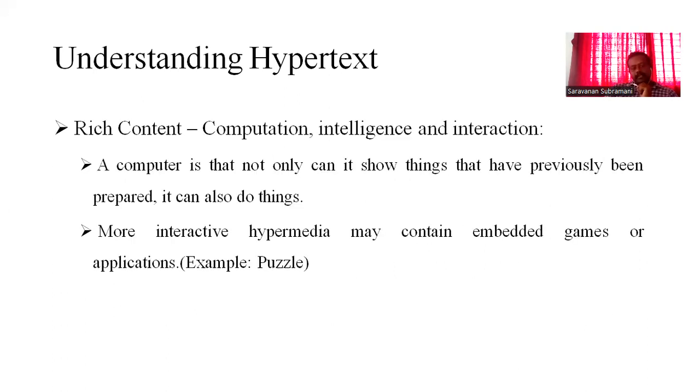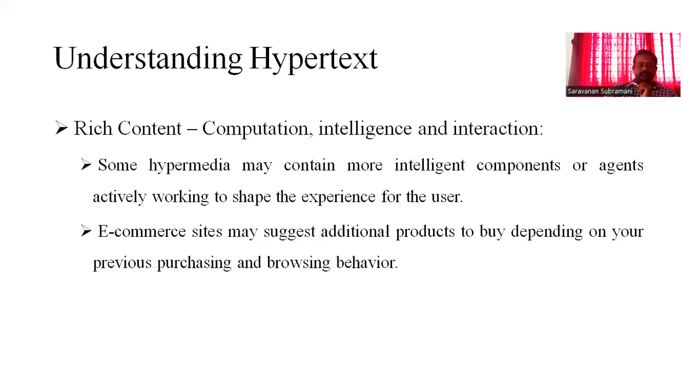So the rich content should have computations, intelligence, and interaction activities. The computer can not only show the things that have previously been prepared, it can also do things. It is more interactive. Hypermedia may contain embedded games or applications that are most suitable to make humans think and do the work in a proper manner.